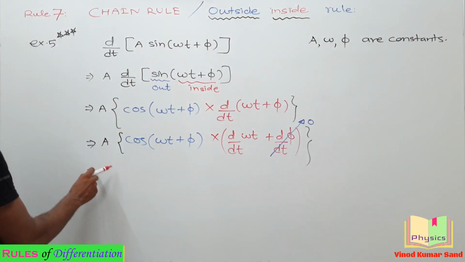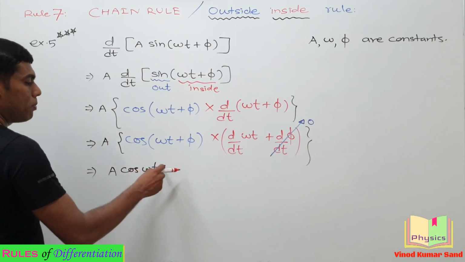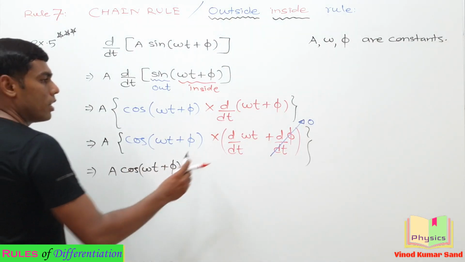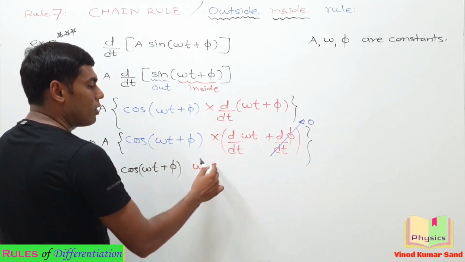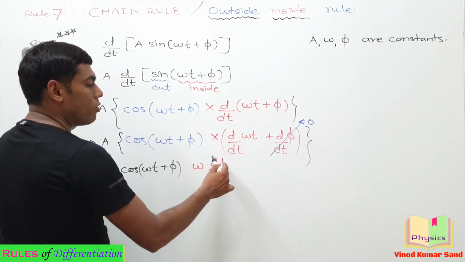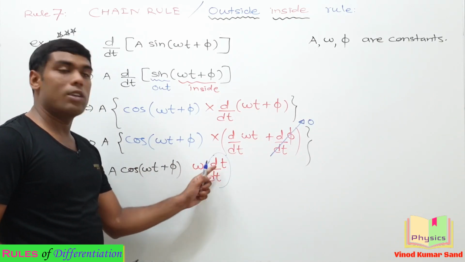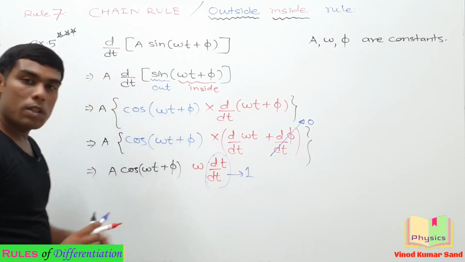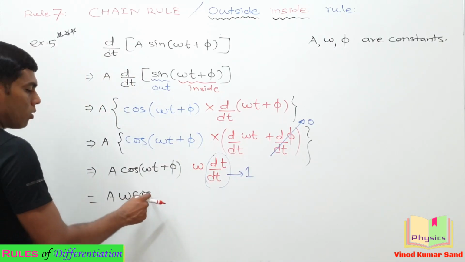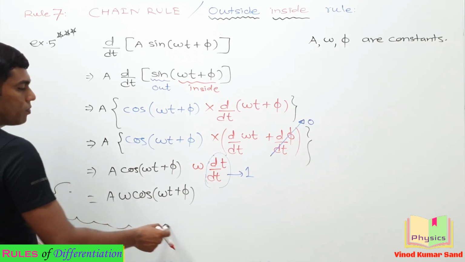Simplifying it further, here we have a cos omega t plus phi already present, and this omega I am taking outside of the differentiation, and we are left with d by dt of t. This answer everyone knows, d by dt of t will become 1. So what will be the ultimate remaining answer? This is the final answer.